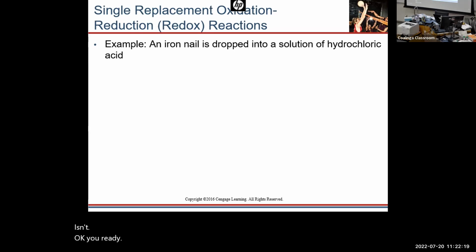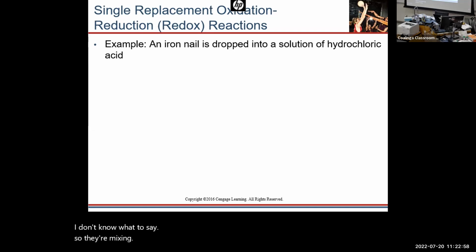Okay. Iron nail. So what is the symbol for iron again? Fe. And it's a nail, so it's solid. And it's reacting with hydrochloric acid, HCl, aqueous. So they're mixing, the iron and the hydrochloric acid.